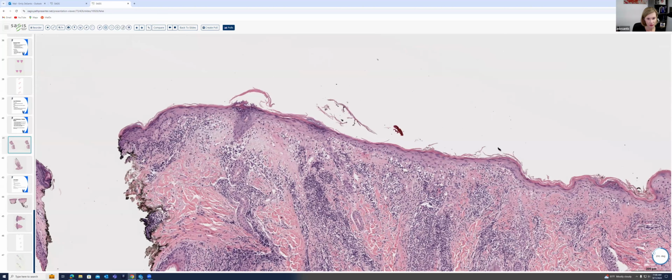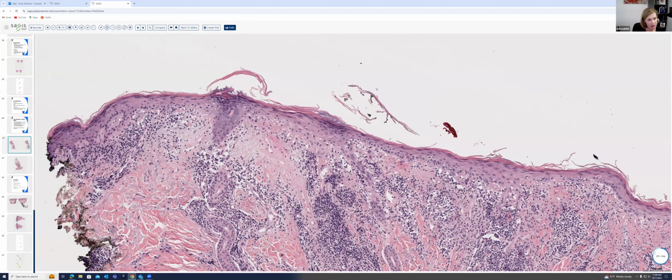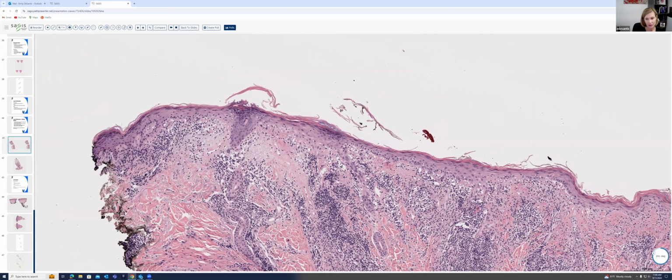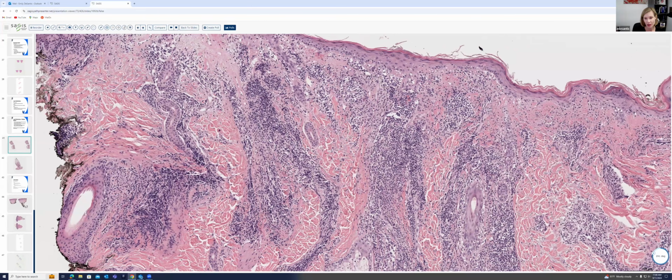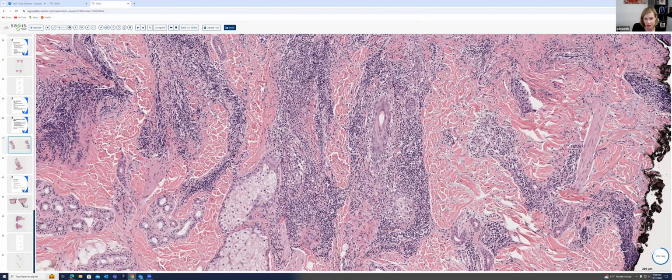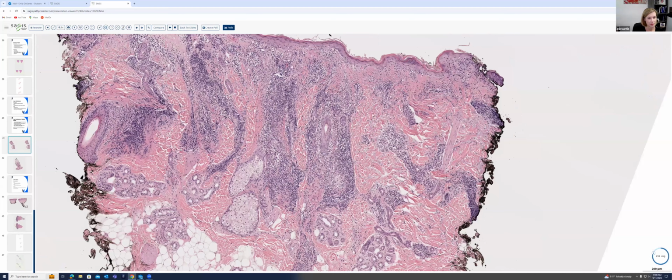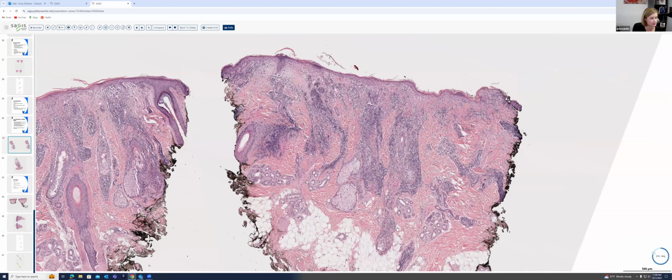As we go to higher power, in this case, our epidermis is a bit atrophic. We see some vacuolar change, and in some areas, the basement membrane does appear to be thickened. And then we have a superficial and deep, perivascular and periadnexal inflammatory infiltrate that is composed predominantly of lymphocytes. And we also see some interface change along follicular epithelium, which is very characteristic of connective tissue disease and lupus in particular.